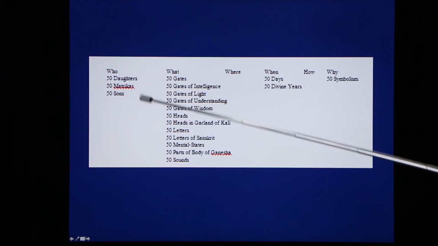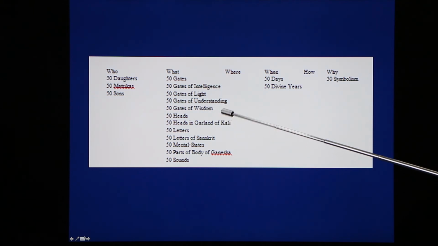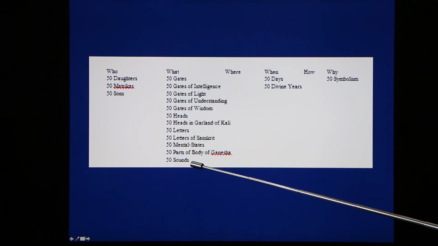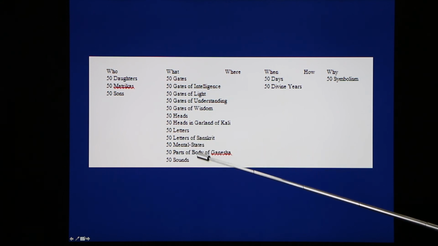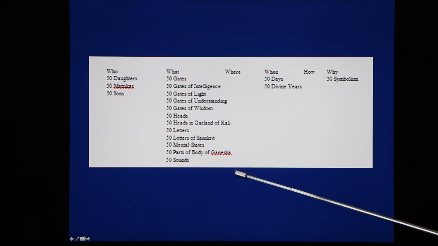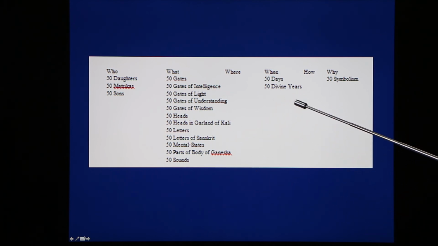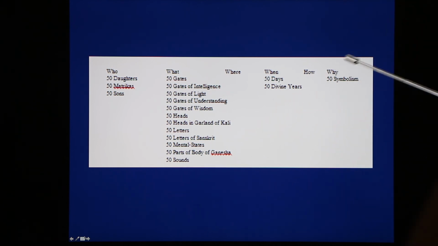50: daughters, matrikas, sons, gates of intelligence, of light, of understanding, of wisdom, heads, 50 heads in the garland of Kali, letters of Sanskrit, mental states, parts of the body of Ganesha, 50 sounds, days, divine years, and a whole 50 symbolism.